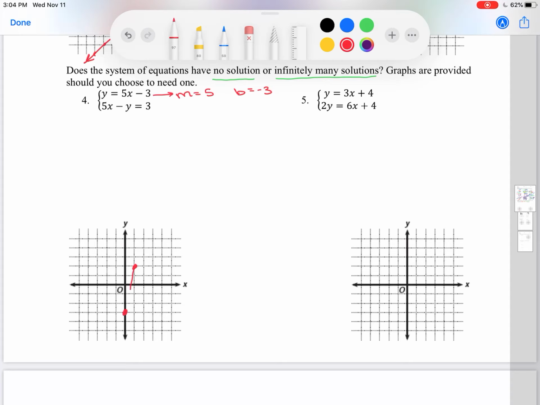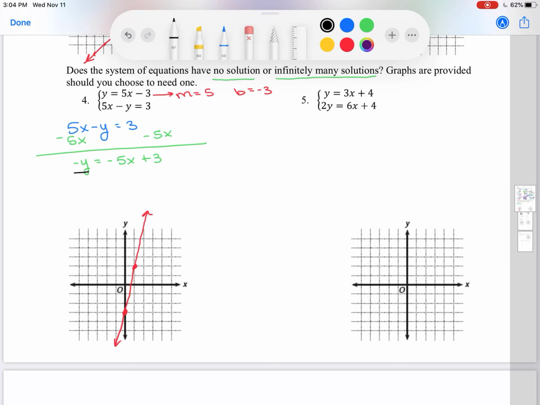So if I were to graph this first function, my slope would be 5, and my b would be -3. So that tells me I'm starting at -3, and I'm going to go up 5 and right 1. Get as many points as possible. This time we can only get 1 point, or 2 points rather. Make my line.